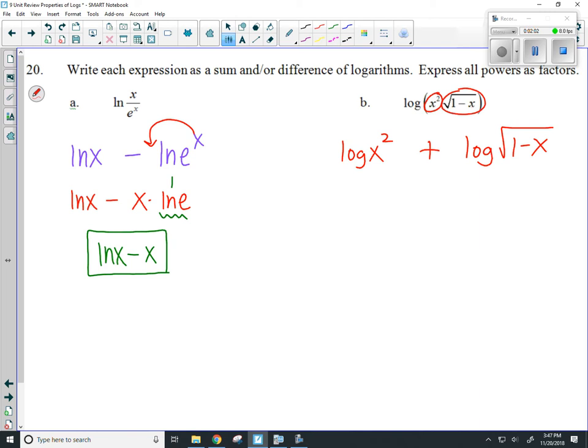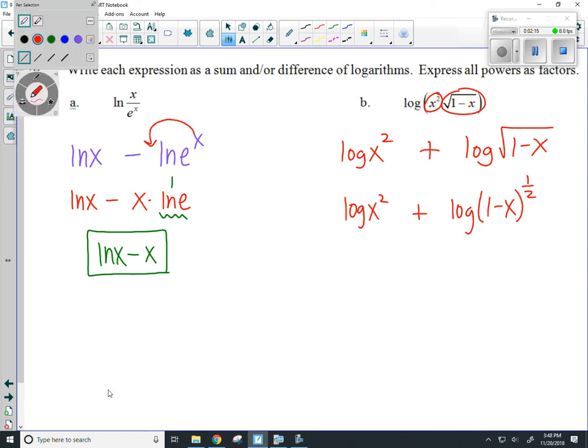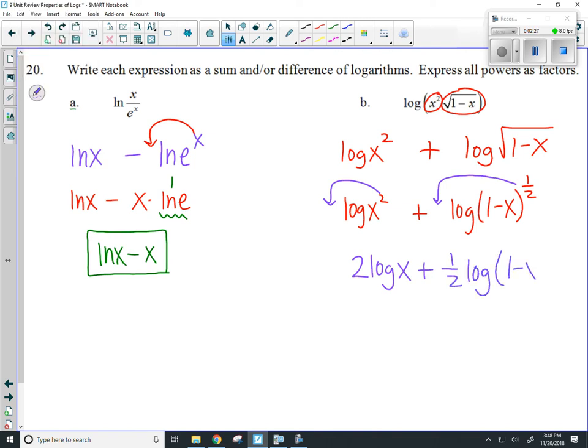We can clean up the square root. So log x squared plus, we can rewrite this as log of 1 minus x to the 1/2, because anything that's being square rooted, its equivalent exponent would be to the 1/2 power. And the last thing we can do for each of these is take that exponent and move it out front. So 2 log x plus 1/2 log of 1 minus x. And that one you can check in your calculator as well, just like we did for part A.